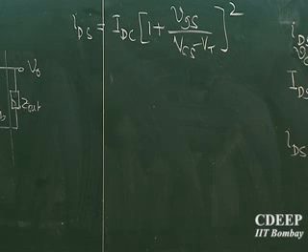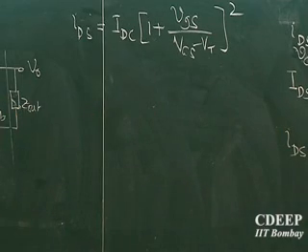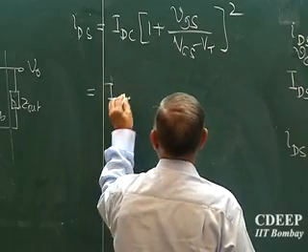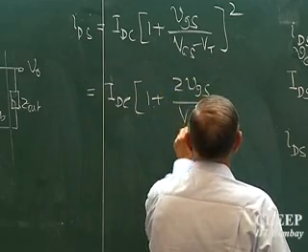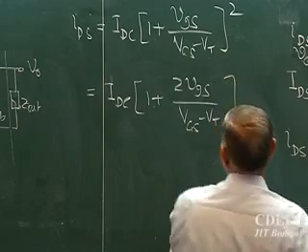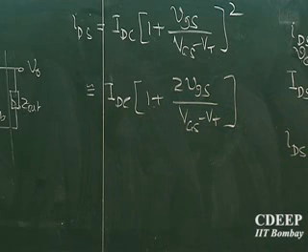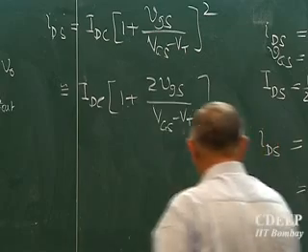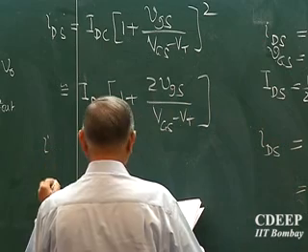Once I get this, if I say VDS is much smaller than VGS minus VT, binomially I can expand that, and this can be written as, first term higher, only I use 1 plus 2 VDS upon VGS minus VT, small signal. Then I can do all this, and what I am going to get is IDS.